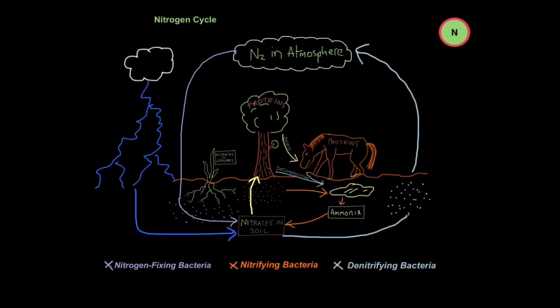Now for the more complicated nitrogen cycle. The key to understanding how the nitrogen cycle works is really in understanding the roles of the bacteria involved in the nitrogen cycle. There are 3 main types of bacteria as well as decomposing bacteria. We have nitrogen-fixing bacteria, nitrifying bacteria, and denitrifying bacteria.